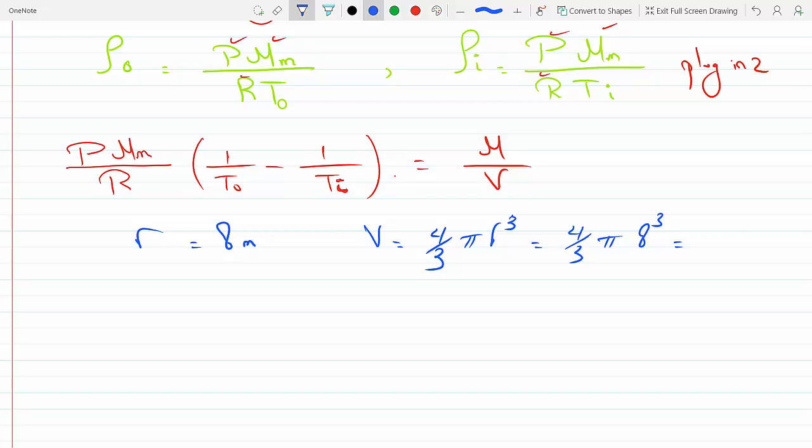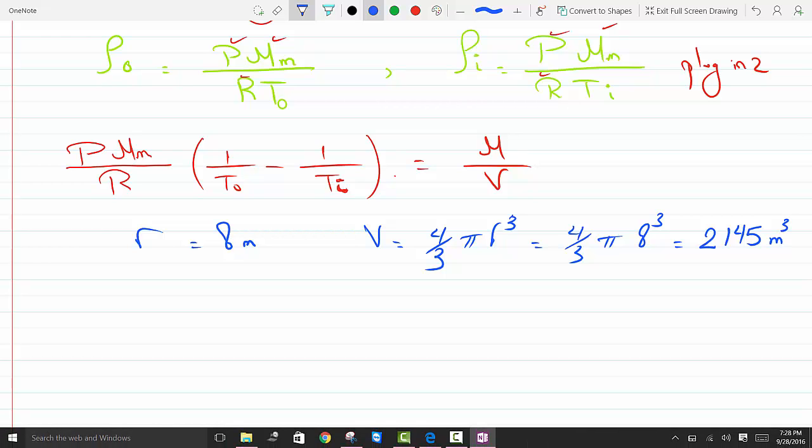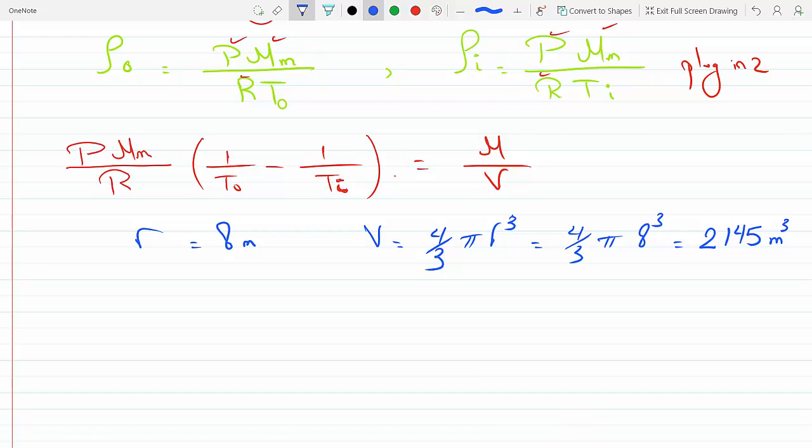Okay, that's fine. It's an approximation. Let me use this based on a sphere calculation. Let's see what we got. 2,145 meters cubed. Okay, so this is the volume of the balloon, right? Temperature outside is what? 273.15 Kelvin? Yeah. That would be 0 Celsius.